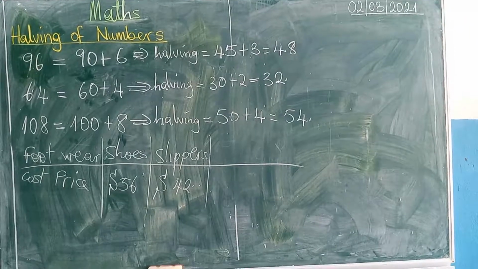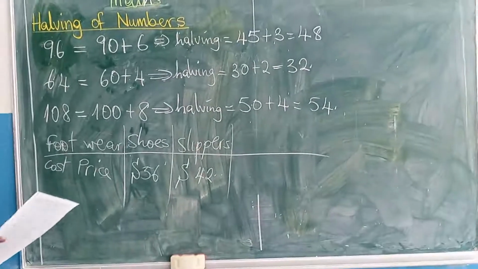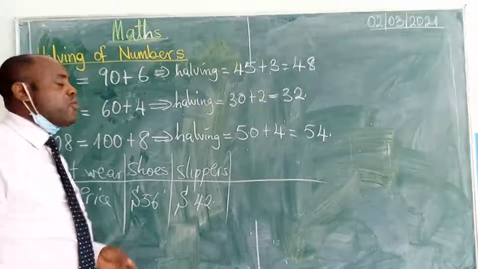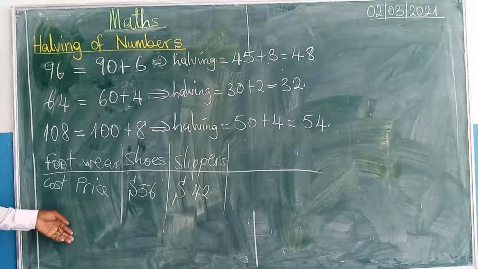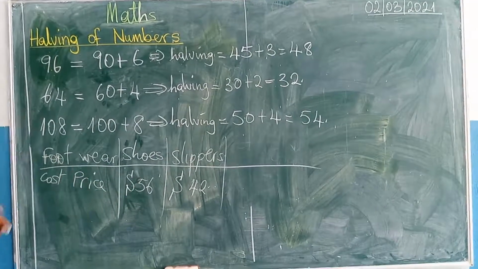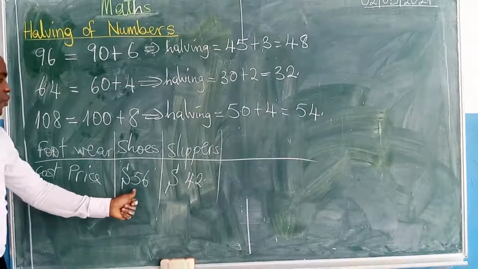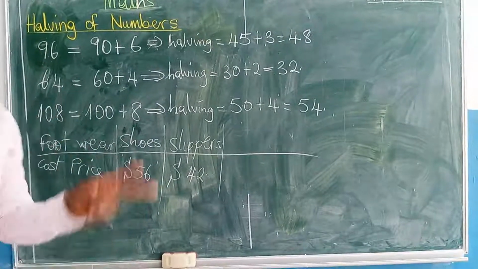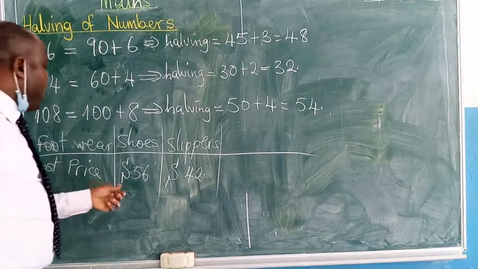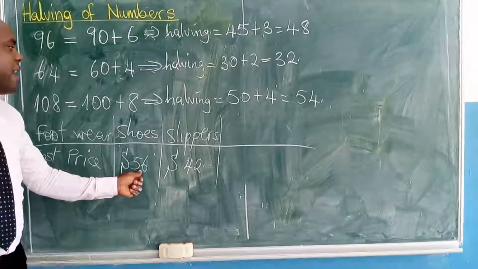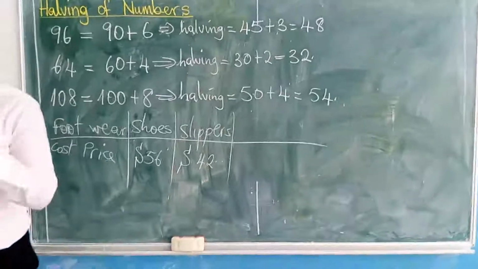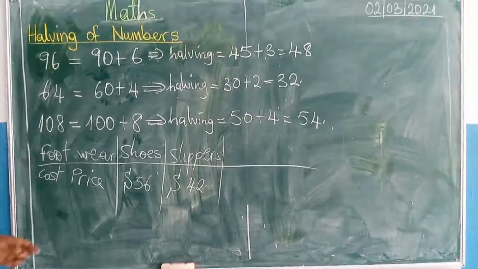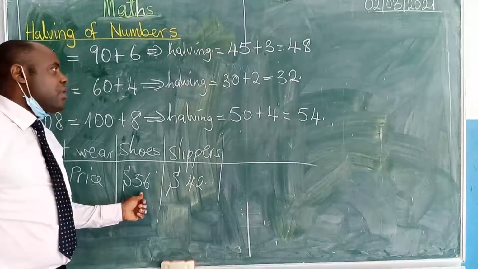The first question, find the price of 2 pair of shoes. Now, when they talk of the price of 2 pair of shoes, we started this topic with doubling. It means 1 pair of shoe is $56. What if we have a double pair of shoe? Double means 2. So a double pair of shoe means we multiply the number by 2. And then find half the price of that shoe. It means we find half of $56.